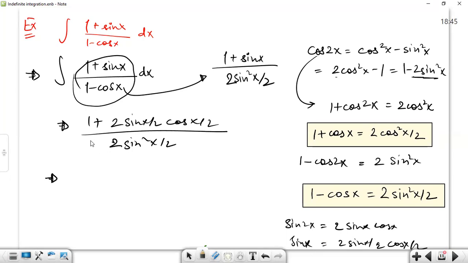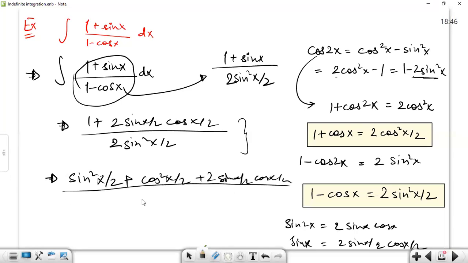Now 1, what is it? If we go back to class 10th, we have learned the trigonometric identity sine square of theta plus cos square of theta is equal to 1. We can use the same here. If we substitute theta with x by 2, we'll have more convenience because of our given expression. So now let's write sine square of x by 2 plus cos square of x by 2 plus 2 sine x by 2 cos x by 2 upon 2 sine square x by 2.